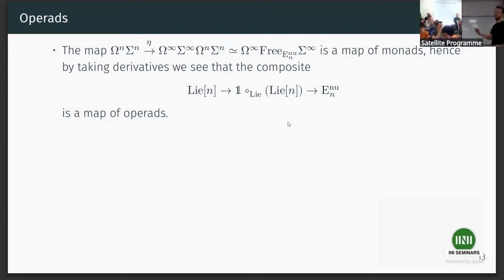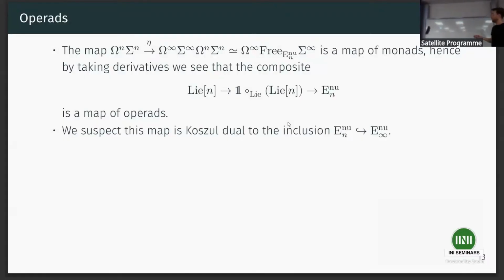So if you take derivatives, you'll get a map of operads. And you can show that the derivatives of this is just the shift of the Lie operad. So you get a map from a shift of the Lie operad to the non-unital En operad. And such maps have been constructed before in different ways. The idea is that these should somehow give you a way of defining higher enveloping algebras. And so what we suspect is that this map is Koszul dual to the inclusion of the non-unital En operad into the non-unital E infinity operad.